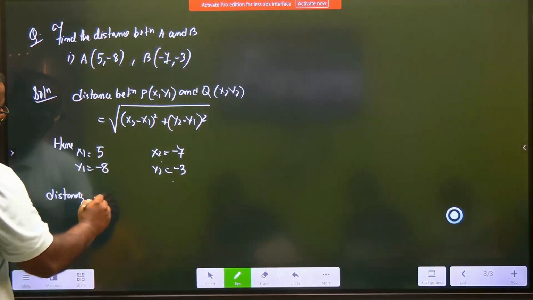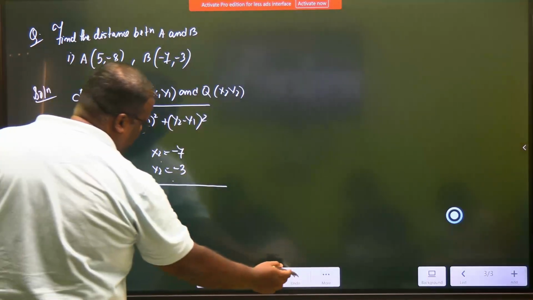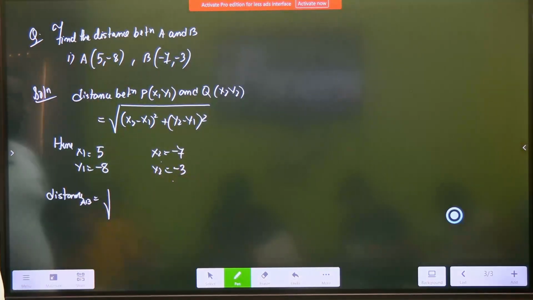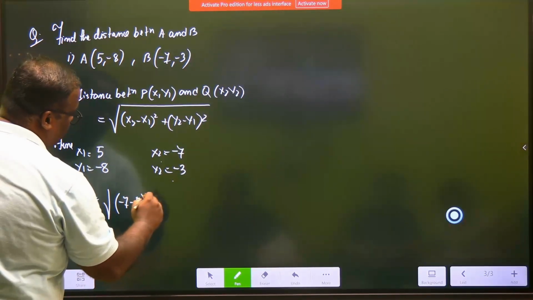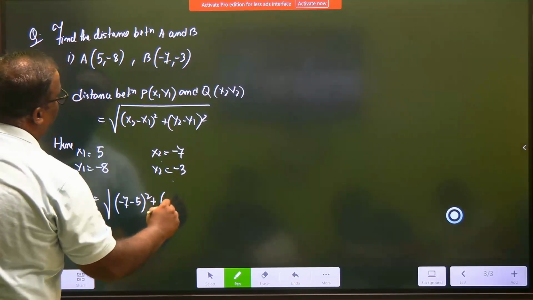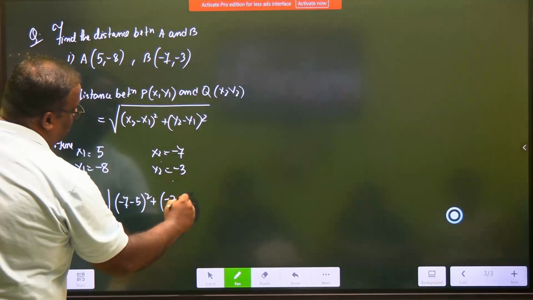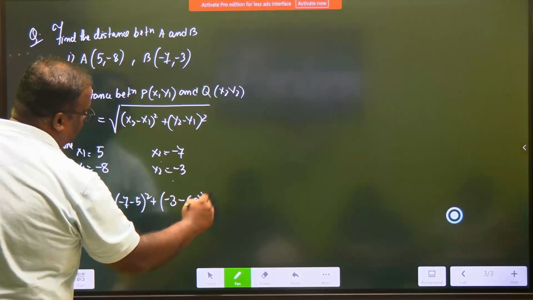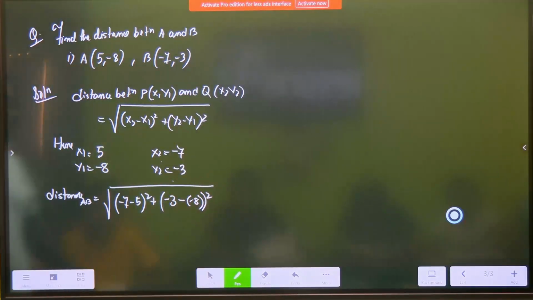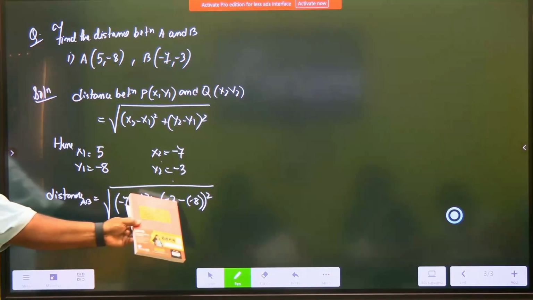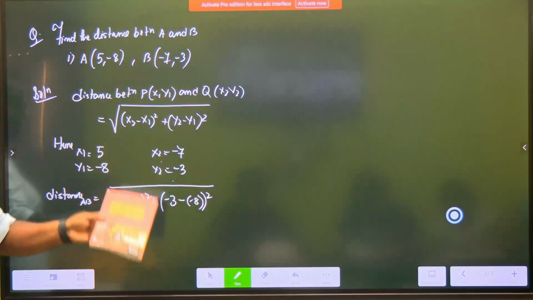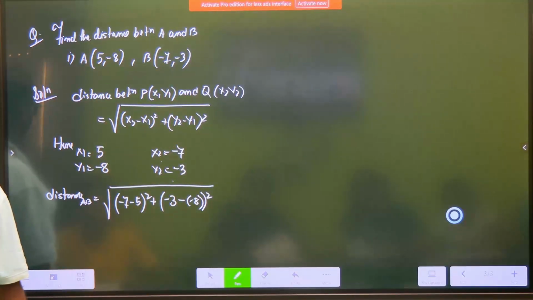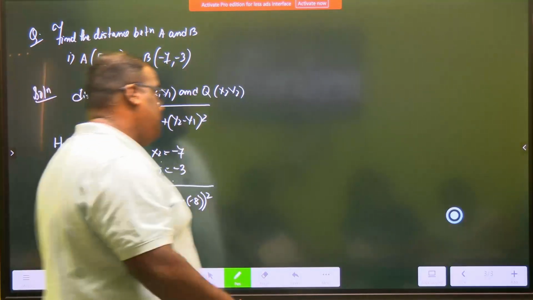Distance AB is equal to root under, and never put that horizontal line of the root at the start. Then your roots look more neat. So it is x2 minus x1, negative 7 minus 5, whole square, plus what? Negative 3, minus of negative 8, whole square. Now put this, looks better. You will make this same mistake, understood? y2 minus y1. What is y2, son? Negative 3. Minus y1 means minus of minus. Understood? This is the mistake children are making.